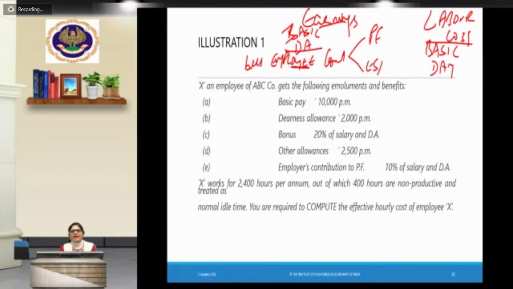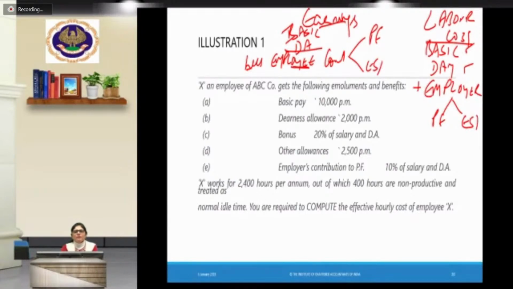But when we are calculating the labor cost, or the employee cost, meaning how much exactly we are paying to the labor or the worker or the employee, here we are paying the basic, we are paying the DA also to the employee, and plus the employer contribution is a part of organization cost. So employer contribution to PF and ESI will be added to calculate the labor cost.